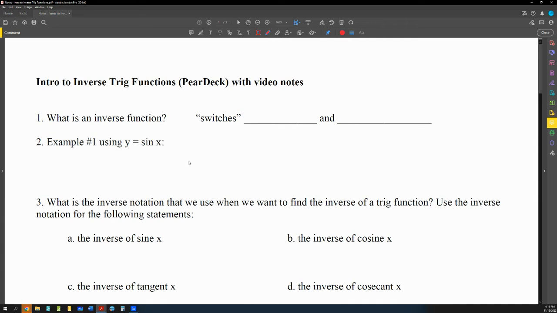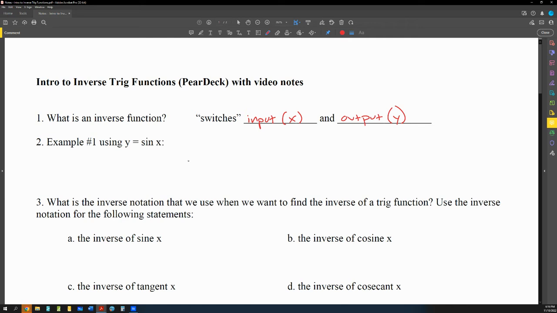So an inverse function, if we're talking about a relationship between two quantities, x and y, the inverse function switches that x and y. So it switches the input of the original function, or x, with the output, or y. Okay? So let's take a look at what this looks like for y equals the sine of x.